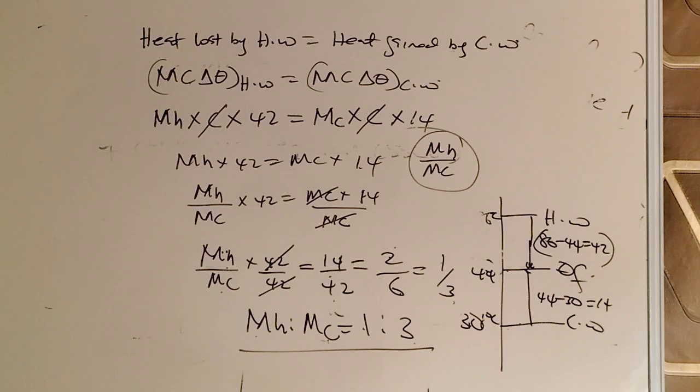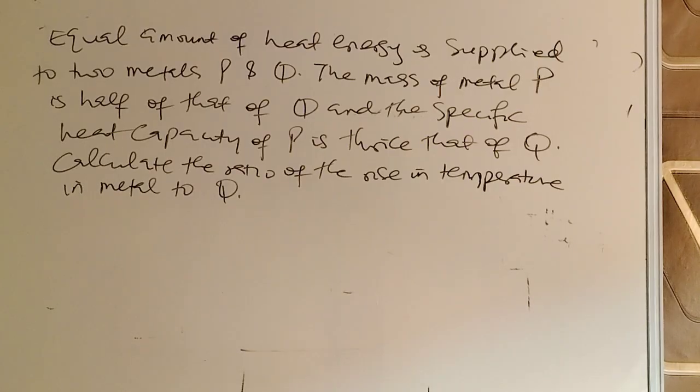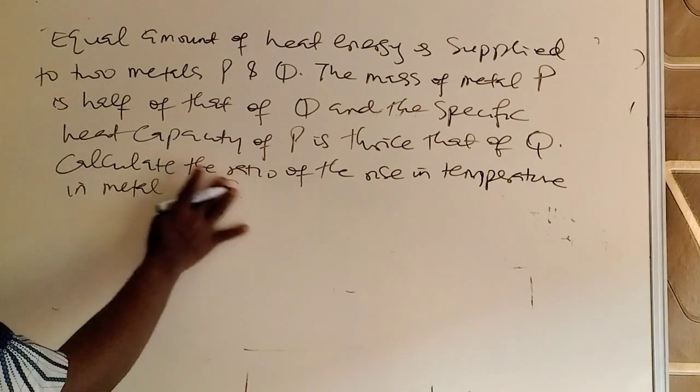So we'll take another example. Let's look at the problem on the board that says equal amount of heat energy is supplied to two metals, P and Q. The mass of metal P is half of that of Q, and the specific heat capacity of P is thrice that of Q. Calculate the ratio of the rise in temperature in metal P to Q.